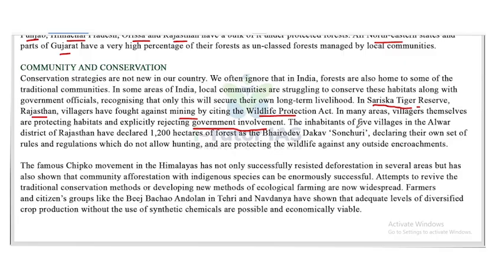Inhabitants of 5 villages in Alwar district of Rajasthan have declared 1,200 hectares of forest as the Bhairodev Dakav Sanctuary. They declared their own set of rules and regulations which do not allow hunting and protect the wildlife against any outside encroachment.